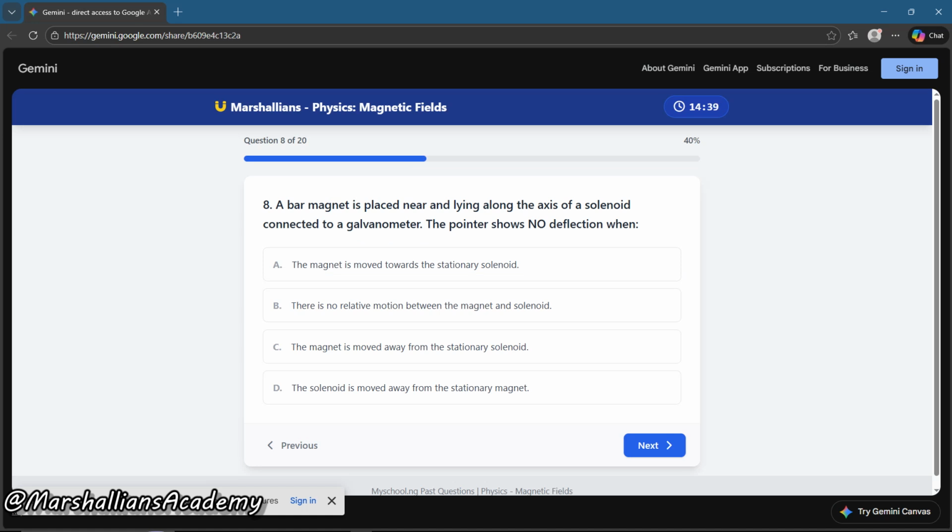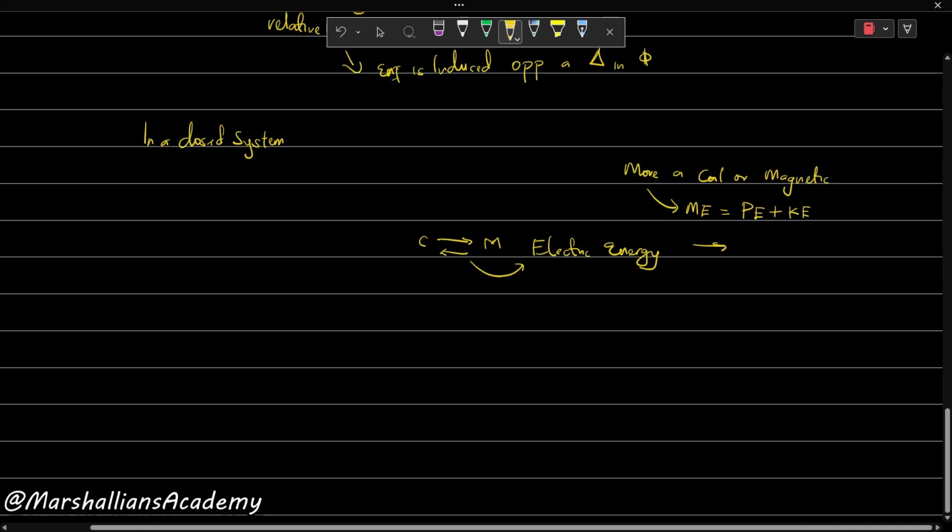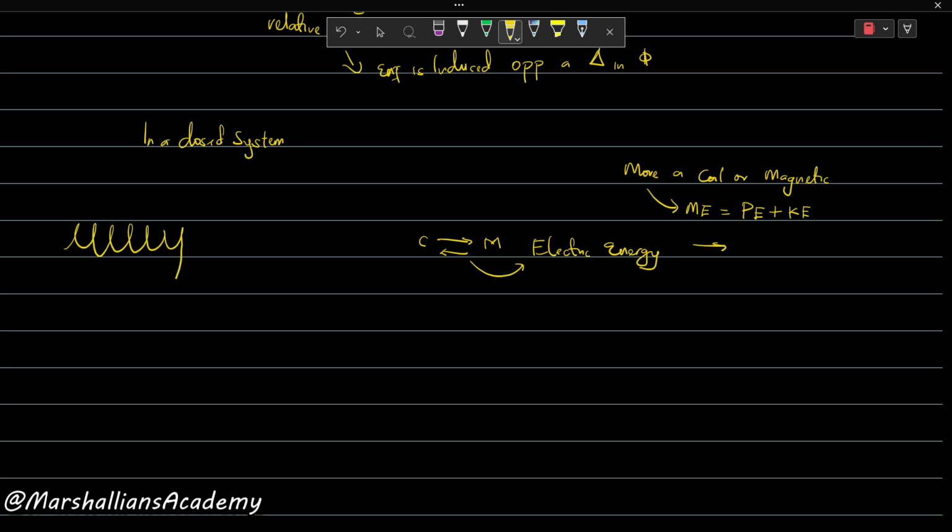Now the next question: a bar magnet is placed near and lined along the axis of a solenoid connected to a galvanometer. The pointer shows no deflection when... Let me give you a quick diagram of what that looks like. Imagine this is a solenoid, and this is connected to, let's say, a galvanometer.